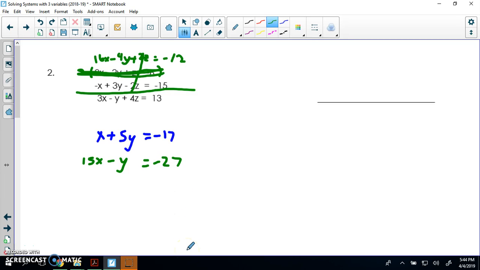All right, cool. Now we got it down to 2 variables. Now it's your choice. I'm seeing multiply this by 5 because that'll turn out to be negative 5. It'll cancel there. Or you could multiply this top part by negative 15. It don't matter. I like the bottom. I'm going to multiply the bottom by 5.